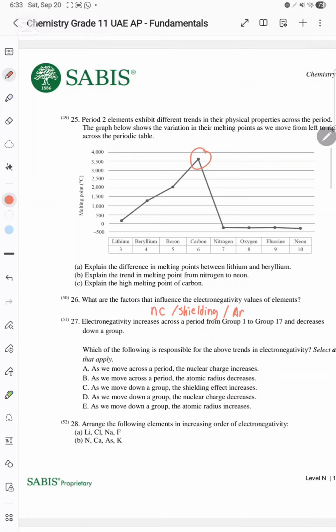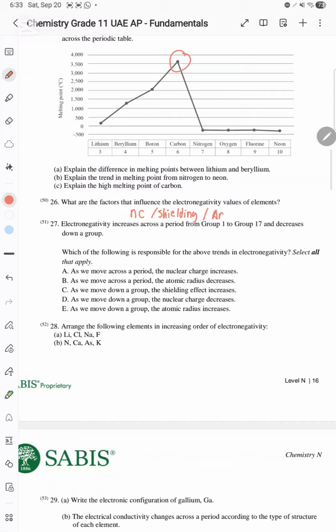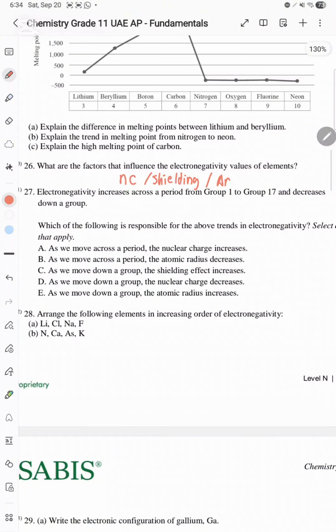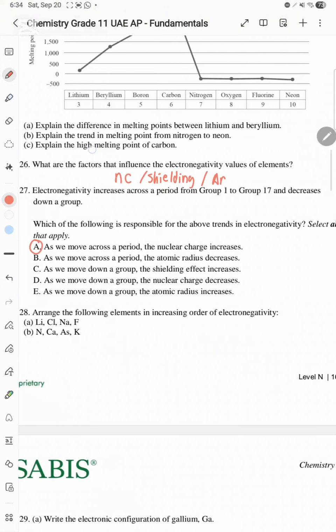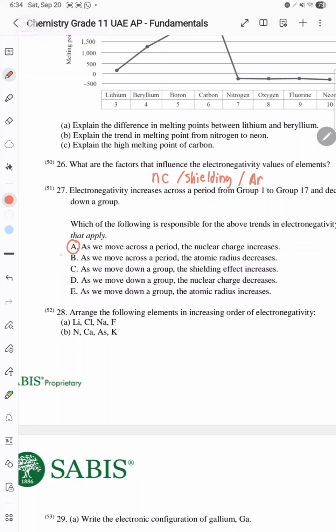Electronegativity increases across a period from group 1 to 17 and decreases down a group. It's giving you a piece of information. Which of the following is responsible for the above trends in electronegativity? So why? Now, when we go across a period, the nuclear charge increases. Yes, when nuclear charge increases, we have more electronegativity. As we move across a period, the atomic radius decreases. Yes, because we said higher nuclear charge, so it's going to pull in its electrons more. That's why it's more electronegative.